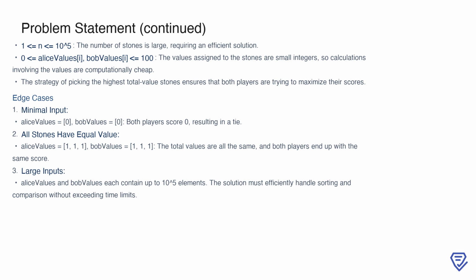The key strategy for both players is to always pick the stone with the highest total value, ensuring they maximize their scores. For edge cases, when there's only one stone with values 0 for both players, the result is a tie since both scores will be 0. If all stones have equal values, both players will end up with the same score. For large inputs, the solution must handle arrays of up to 100,000 elements efficiently to avoid exceeding time limits.